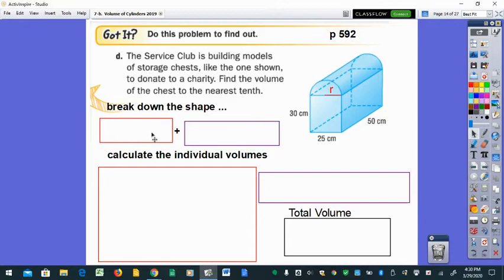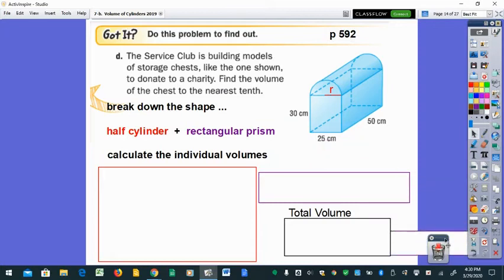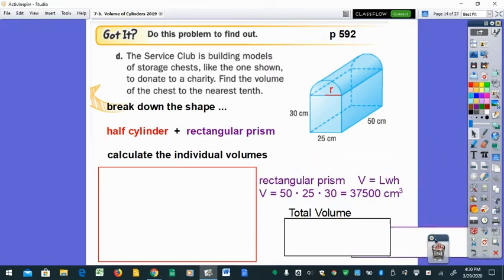So we're going to have to break down the shape. We already talked about there's going to be half of a cylinder sitting on top of a rectangular prism. I like to start with the easier part, so I'm going to find the volume of the box, the rectangular prism, which is length times width times height, and that will equal 37,500 cubic centimeters.